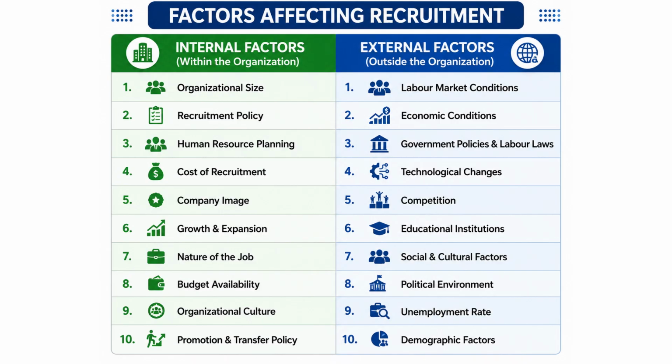The first one is organization size. The size of a company affects the recruitment. A large company usually hires more employees than a small company. For example, TCS or Infosys recruit thousands of fresh graduates every year, whereas a small local business may hire one or two employees.